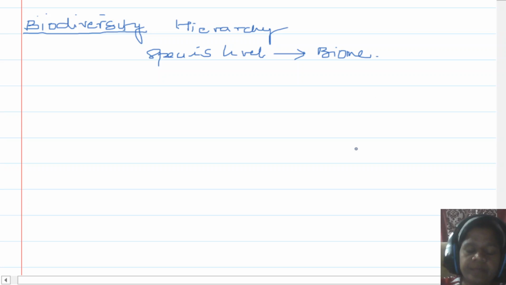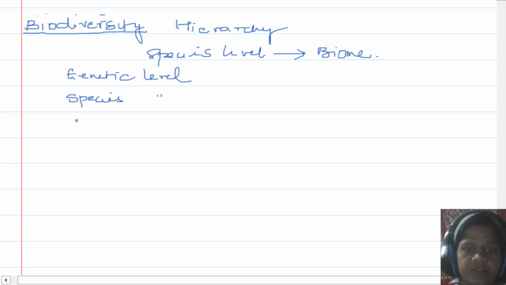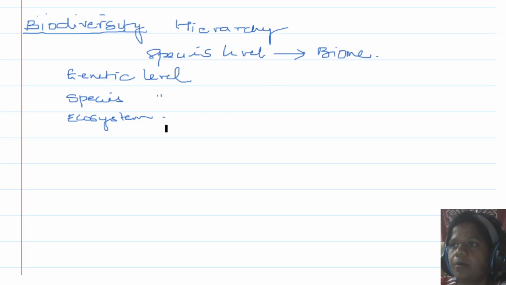But basically, you see the diversity at all levels, but significant of which are the genetic level, the species level, and the ecosystem, right? And we have seen how we measure the diversity, right?